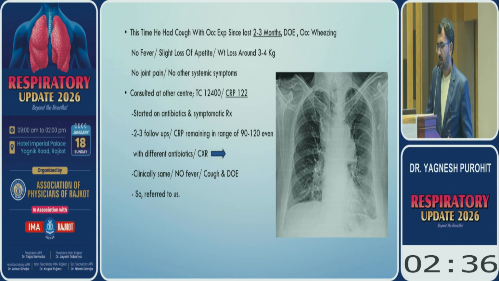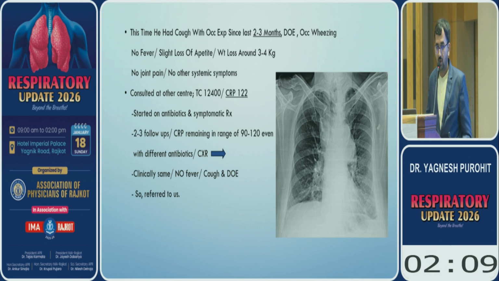This time he presented with cough with expectoration since the last 2 to 3 months, occasional wheezing, no weight loss of around 3 to 4 kg, no joint pain or any other systemic symptoms. Consulted at another center, the labs showed raised CRP, raised TC, and he was started on antibiotics and symptomatic treatment. He had 2 to 3 follow-ups there, but CRP remained in the range of 90 to 120 even on treatment.